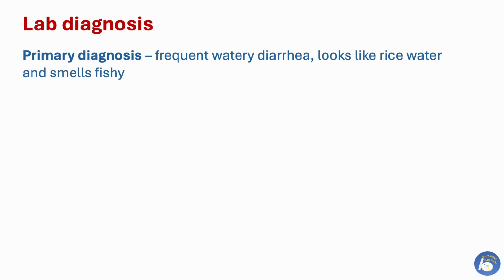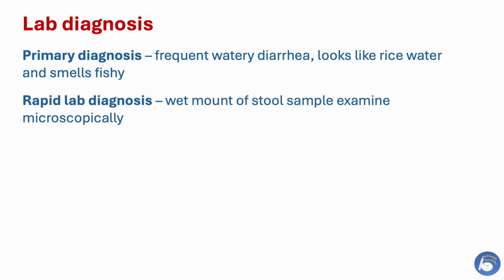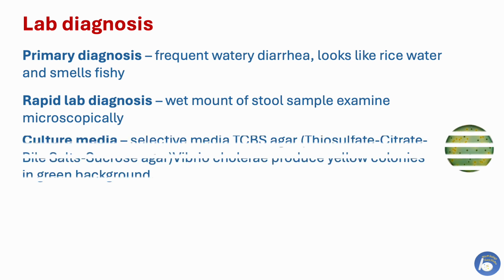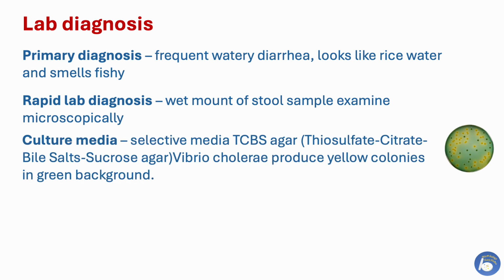Lab diagnosis of Vibrio cholerae. The diagnosis is suggested by severe watery diarrhea, which looks like rice water and smells fishy. For rapid diagnosis, a wet mount of liquid stool is examined microscopically. Stool or rectal swab samples are cultured on selective media like TCBS agar and other selective and non-selective media. On TCBS agar, Vibrio cholerae produces yellow colonies on a green background.